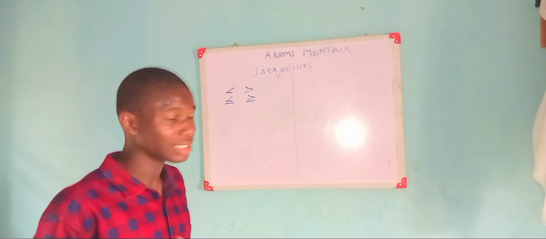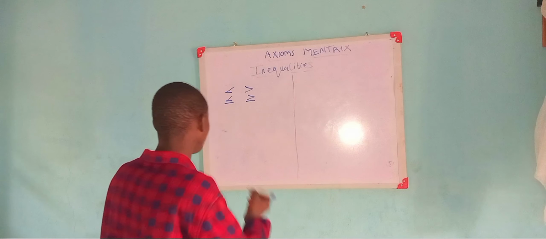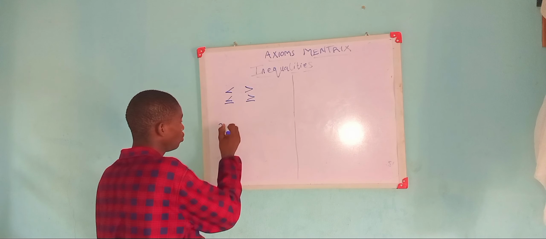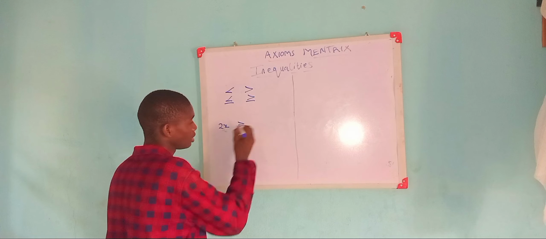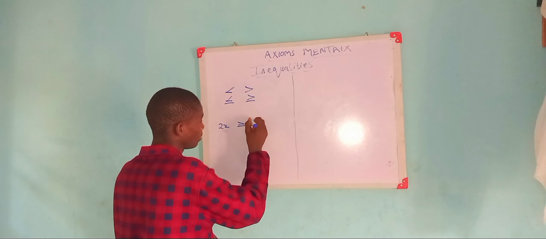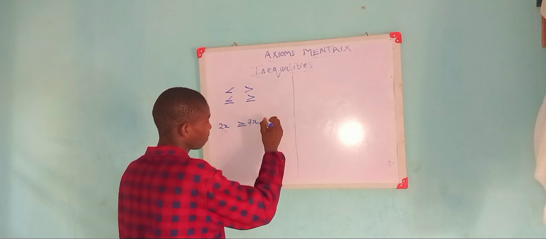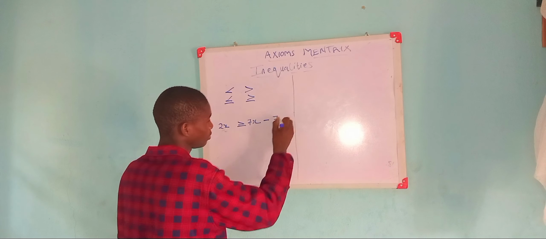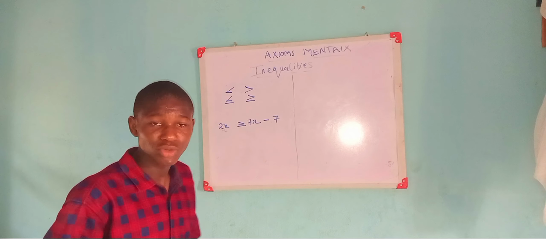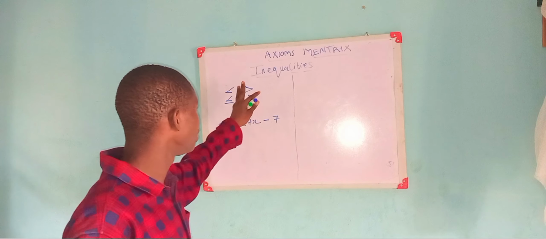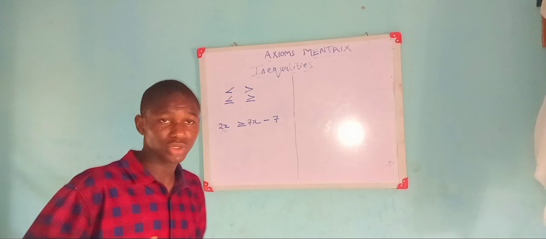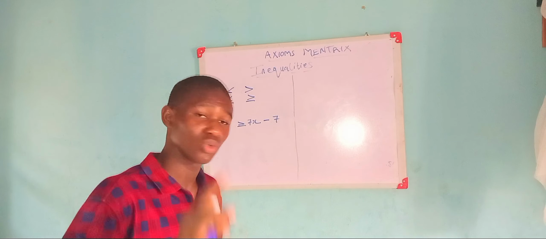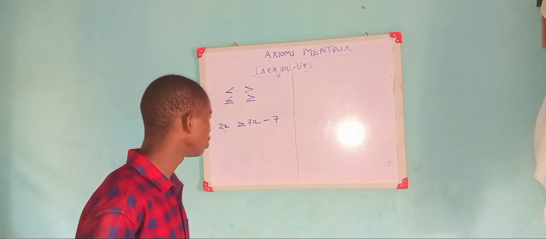So let's get started. If I have something of this sort, 2x is greater than or less than 7x minus 7. This is a question on inequality, and it is called a linear inequality, in the sense that the highest power is 1. So now let's solve this question quickly.